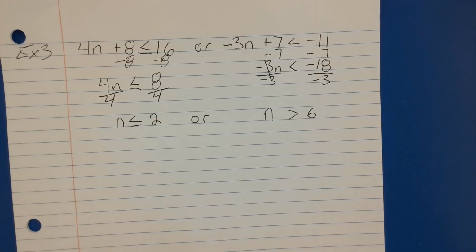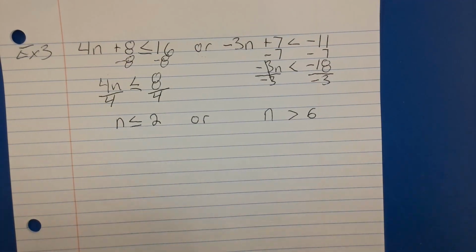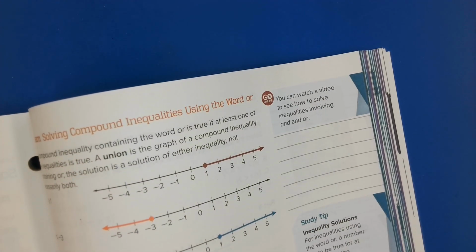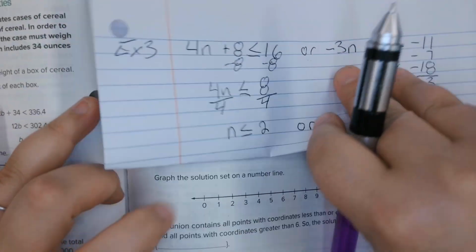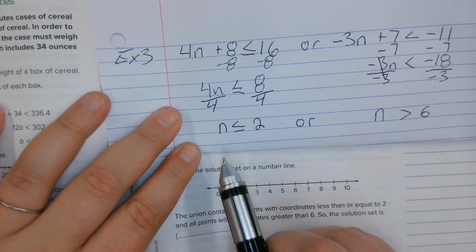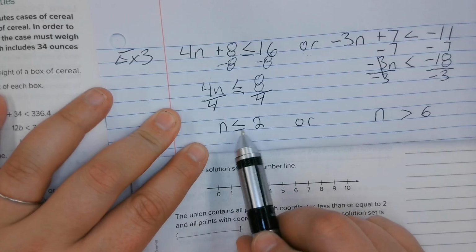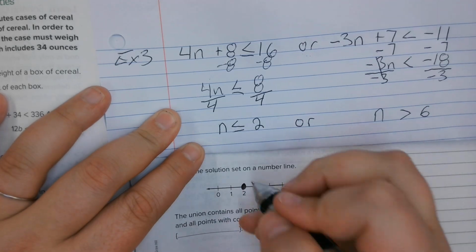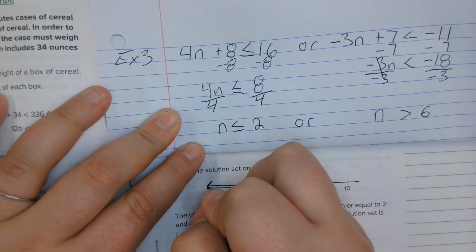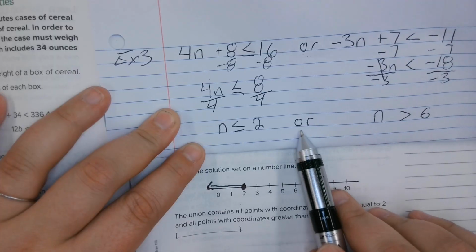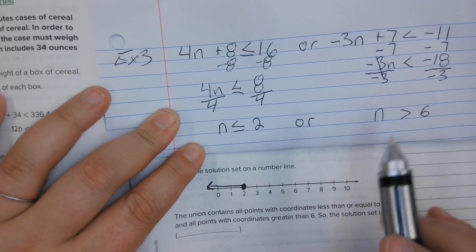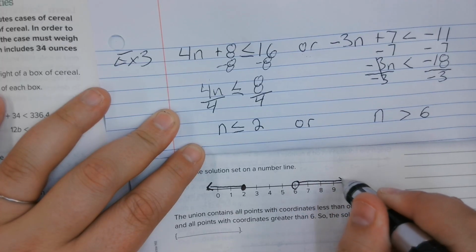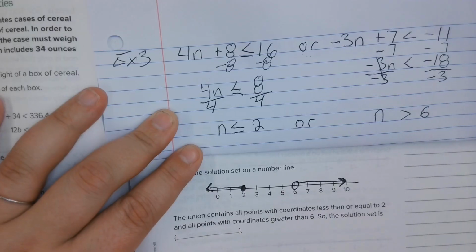Let me show you how we graph this. Sorry, I'm trying to make it to where you can see the answers while I write it. So here I have n is less than or equal to 2. So on 2, I'm going to have a closed circle, and n is less than, so the line is going to be this direction. Or n is greater than 6. This is going to be an open circle on 6, and n is greater than, so we're going to go this direction. And our graph is going to look like that.